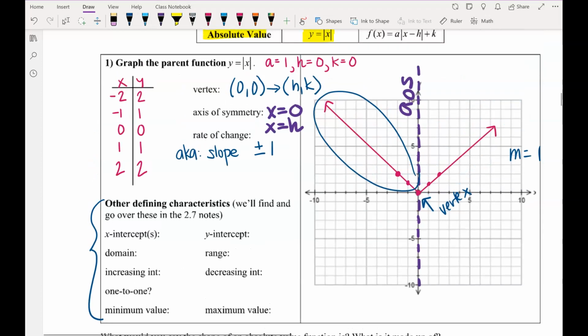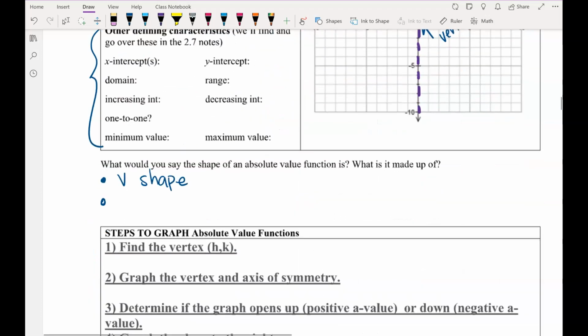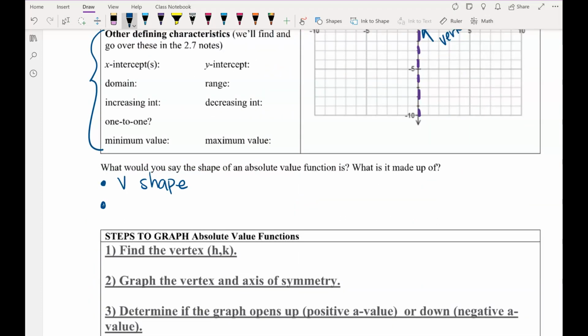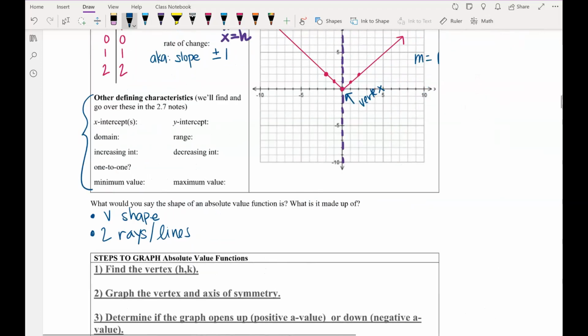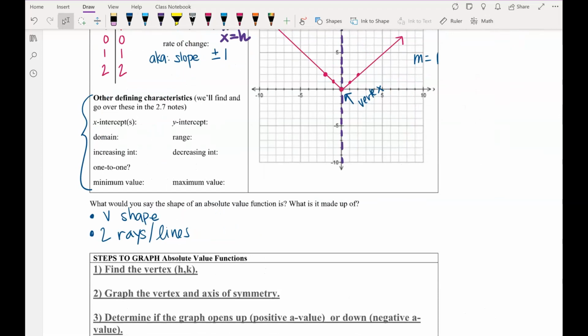Look at the V. What does it look like? Two rays, right guys? It's joined by two rays, okay? Two rays or lines. I'll even do lines, because we have a slope that's just straight up, two rays meeting up at the vertex, okay?